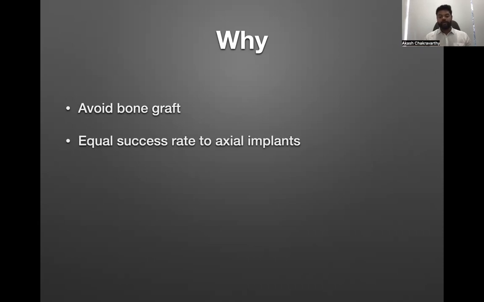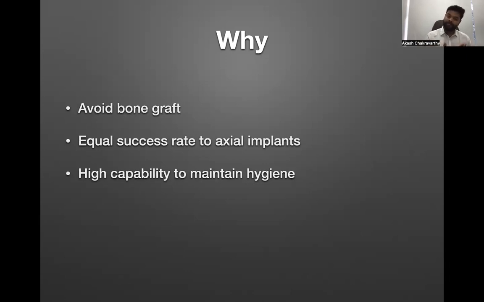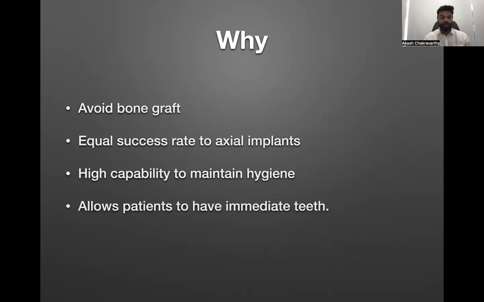So tilted implants have equal success rate to axial implants. We have enough evidence to prove that. They have a higher capability to maintain hygiene. When you use tilted implants, the only prosthesis option is a screw-retained prosthesis, and a screw-retained prosthesis with multi-unit abutments is a very easy to maintain prosthesis type. It allows the patients to have immediate teeth.